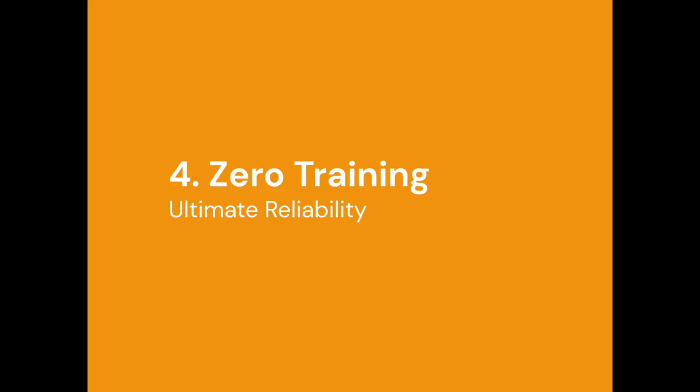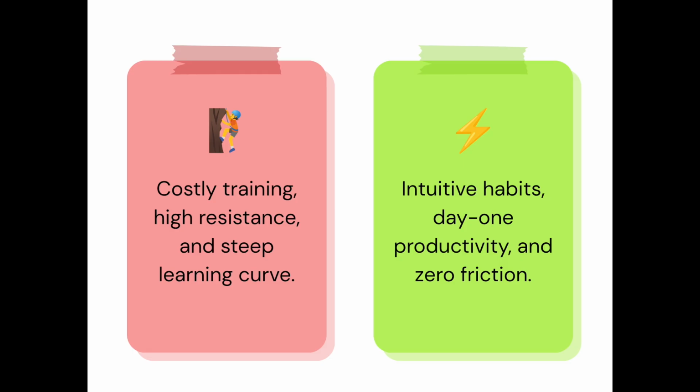Okay, moving into the business benefits with Section 4, Zero Training and Ultimate Reliability. Usually, bringing in typical new software means costly training, high resistance from the team, and a steep learning curve. But incorporating Google Maps completely eliminates that expensive learning curve. Why? Because you're leveraging intuitive habits. Whether you have a brand new intern or a tech-hesitant veteran, they already know how to zoom, they already know how to search. They are comfortable and completely productive on day one with zero friction.